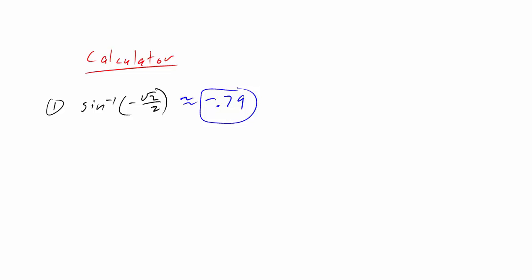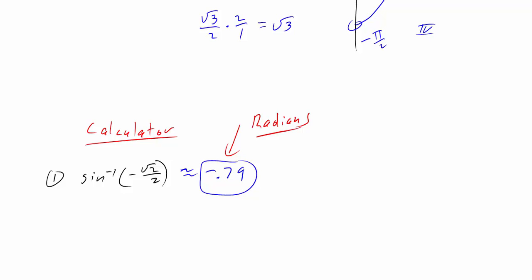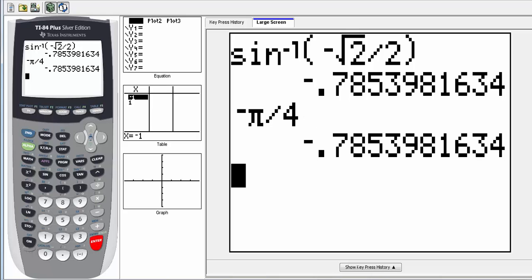Now, this answer is in radians. And how do I know it's in radians? It's because our calculator was in radian mode. And if we go up here, we had a negative pi over 4 for the answer when we used the unit circle. Well, if I go to the calculator and type in negative pi divided by 4, we're going to get the exact same answer. So that checks that we did it correctly using the unit circle as well as the calculator.